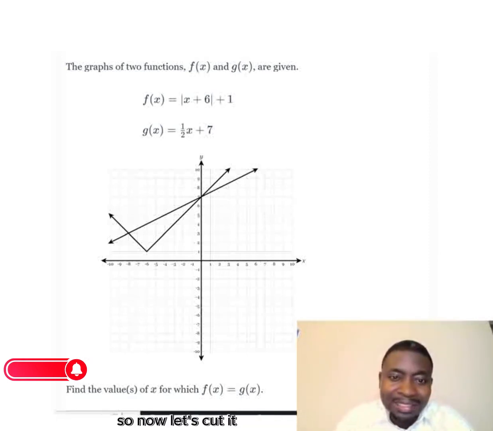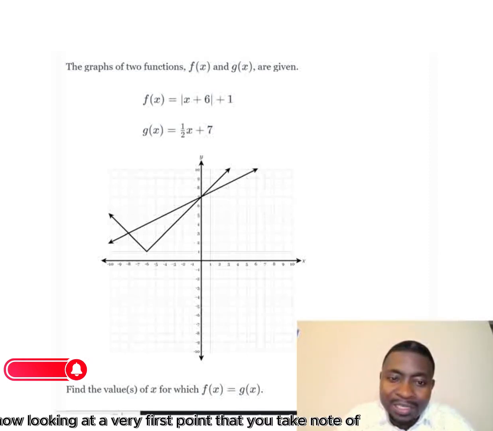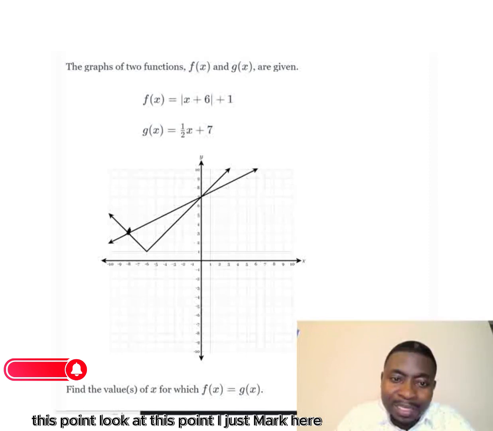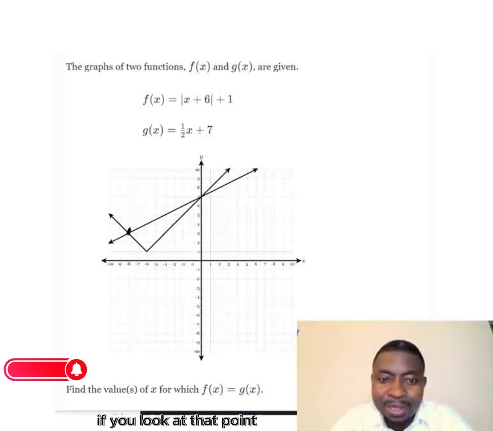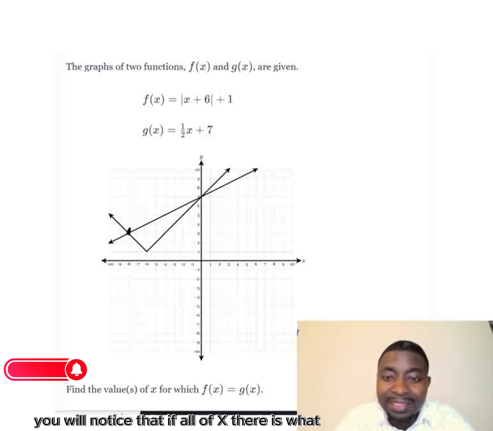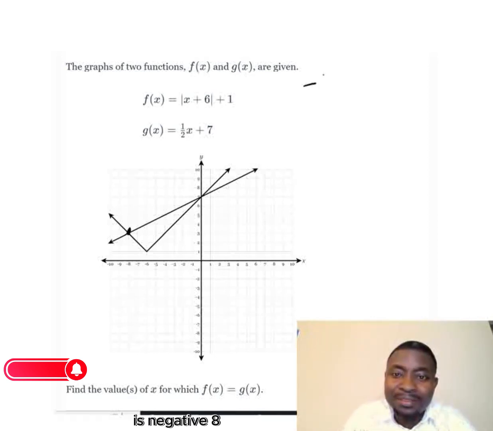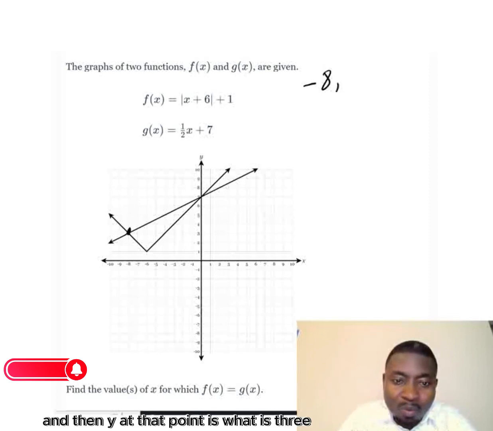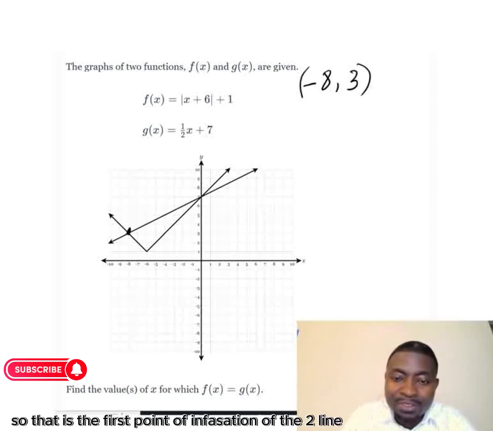So now let's look at it. Looking at the very first point there, do you take note of this point? Look at this point I just marked here. At that very particular point, you will notice that the value of x there is negative 8. And then y at that point is 3. So that is the first point of intersection of the two lines.